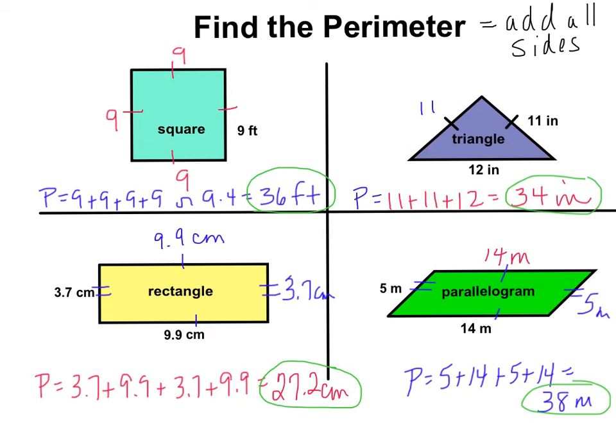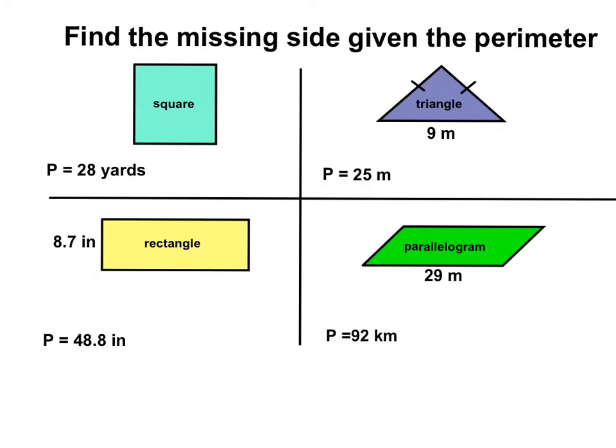On the previous slide, we just found how to find the perimeter. The next slide is actually a little bit different, finding the missing side given the perimeter. So right now, we're looking at the square right here. And I know the perimeter is 28. That means this plus this plus this plus this, all of these added together has to give me 28 yards.